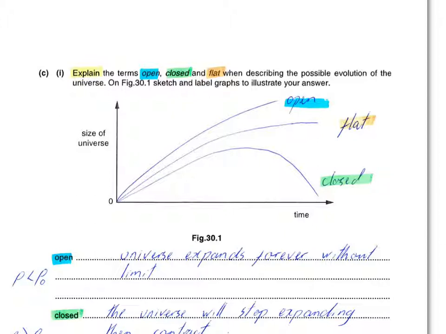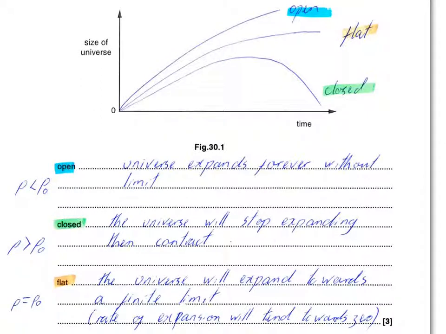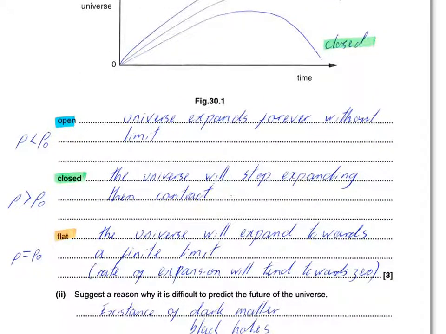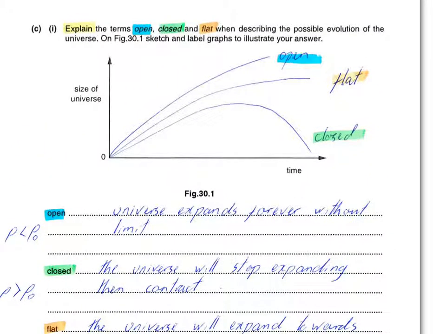I think certainly closed, you'd hope that if you had something going up and going down, and labelled that closed, they'd have awarded the mark for closed, as long as it didn't contradict what was written. Open and flat are perhaps harder to distinguish in terms of what's going on. So open is a universe which will expand forever without limit. Closed, a universe which will stop expanding and then will contract. And then the one that's always difficult to describe is the flat universe. And the difference between the open and the flat is very, very subtle.